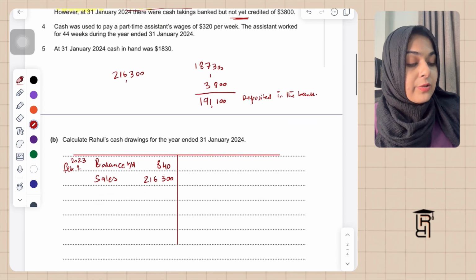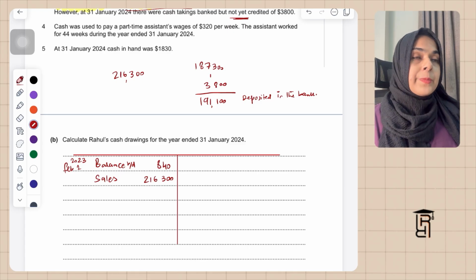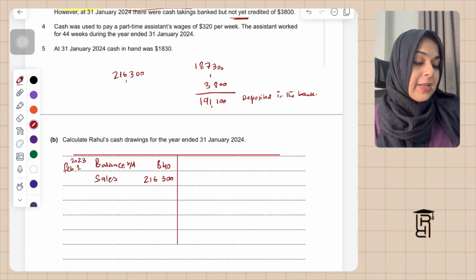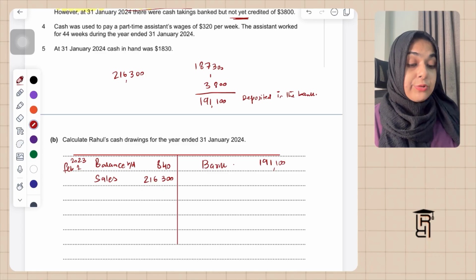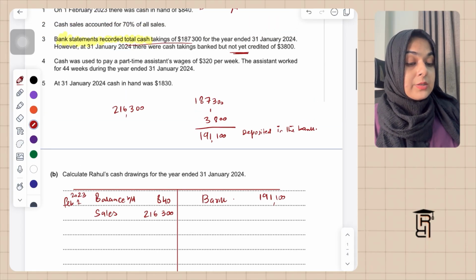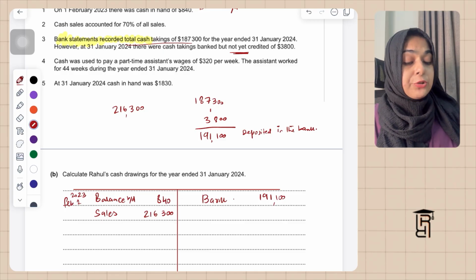So I'm going to record this on the credit side. Whenever we deposit money into the bank account, bank is being debited, cash is being credited. So in the details, I'm going to write here bank, and I'm going to write here 191,100. This is the amount that I have put into the bank. It's not part of the cash drawer anymore. We are putting it into the bank.